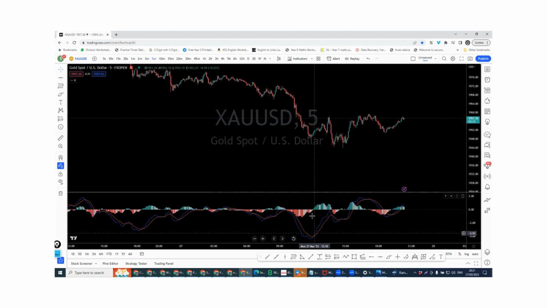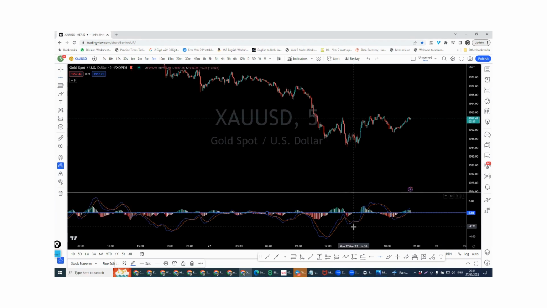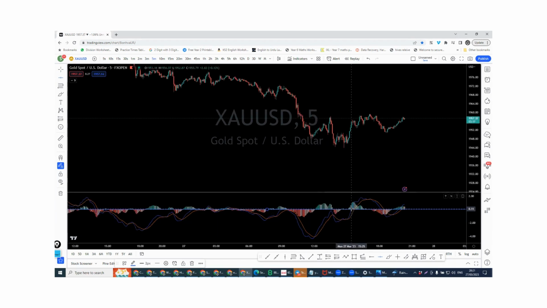So what you need to do, this is the zero line, let me make it more clear for you. This is the MACD zero line. And when the MACD is above the zero line, and the blue line is above the red line, then you can buy, as you can see here.